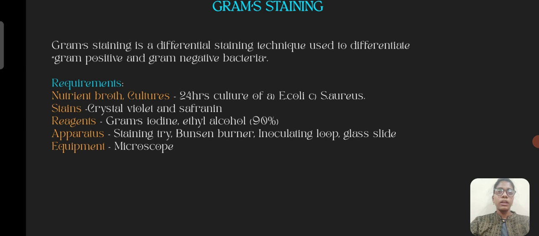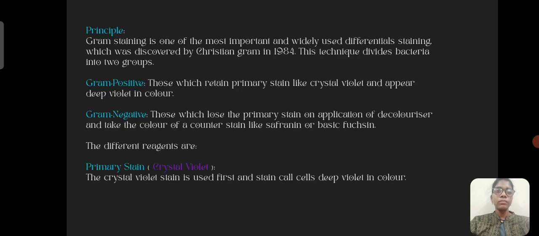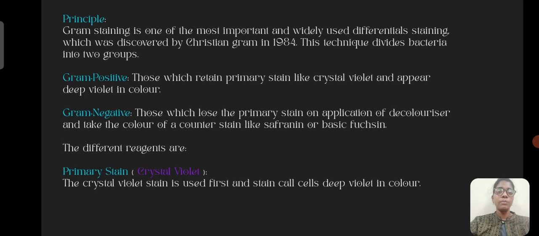Here the requirements are a nutrient broth culture, a 24 hour culture of E. coli. Stains are crystal violet and safranin. Reagents are gram iodine and ethyl alcohol. Apparatus are a staining tray, Bunsen burner, inoculation loop and glass slide. Equipment is a microscope.